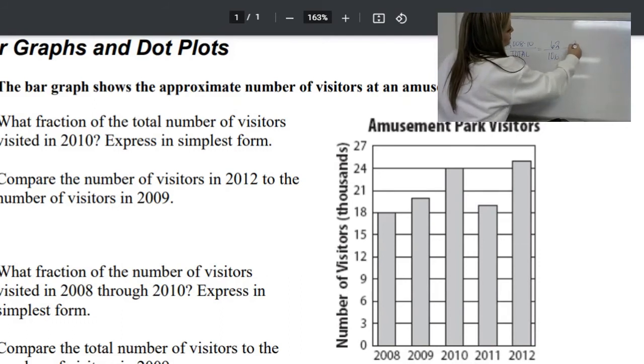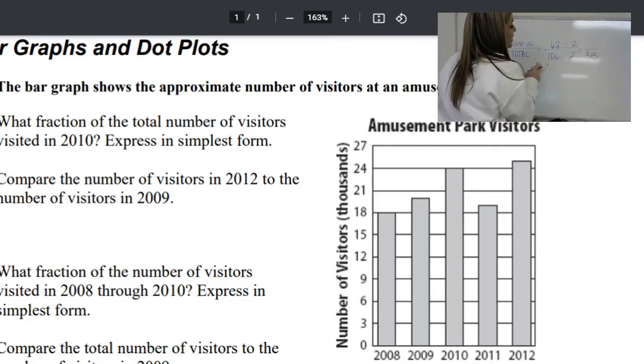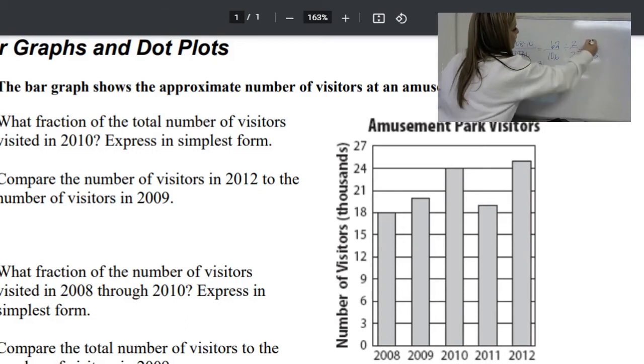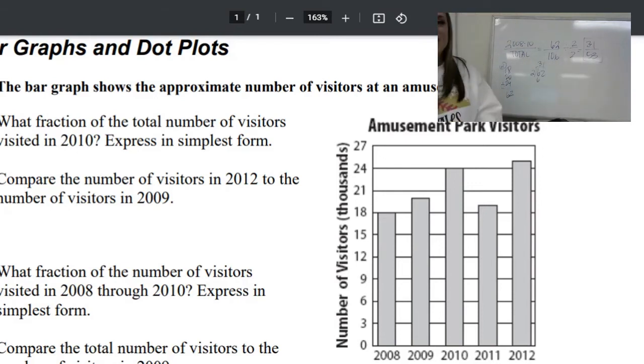Again, I'm going to reduce because it's the simplest form. So I'm going to divide by 2. And I know this is going to be 53 because I've already done it. And 62 divided by 2 is 31 over 53 is the fraction of visitors that visited through 2008 through 2010.